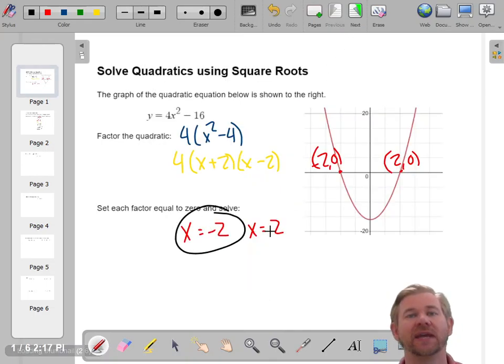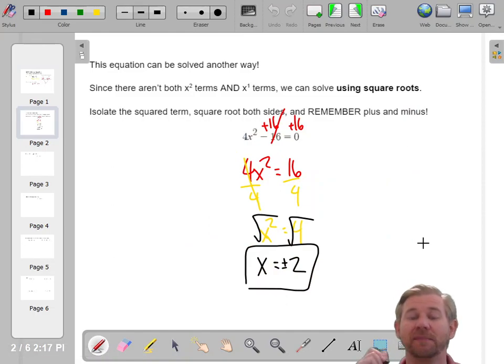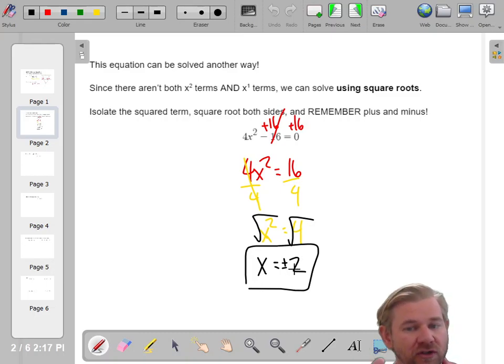When we factored, we had no problem with that. But if you don't factor and you use square roots, you have to remember, if you ever add a square root to both sides while solving, you have to remember there are two answers, plus and minus. So that's going to be the big thing, is you remember your plus and minus.